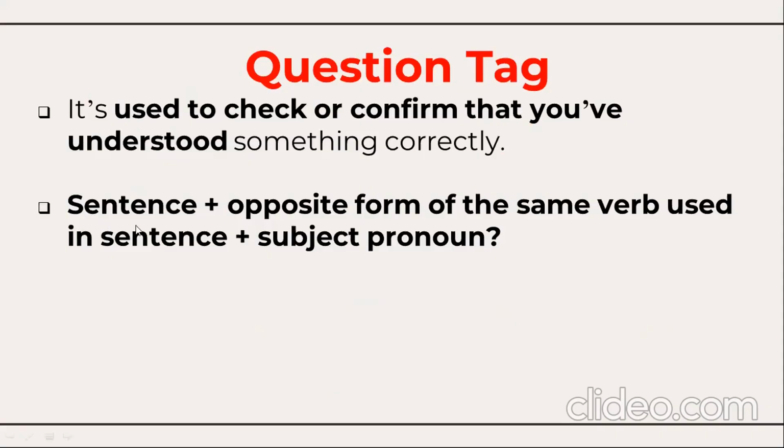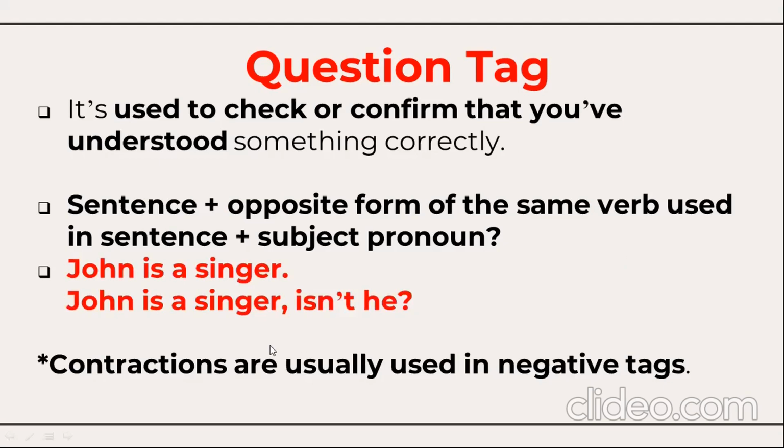We need to copy the same sentence and then the opposite form of the same verb, then the subject pronoun. Let's understand with the help of this question. John is a singer. So I want to form a question tag. I'll copy: John is a singer. Now in this affirmative sentence, which is the helping verb? Is. I'll write is here.